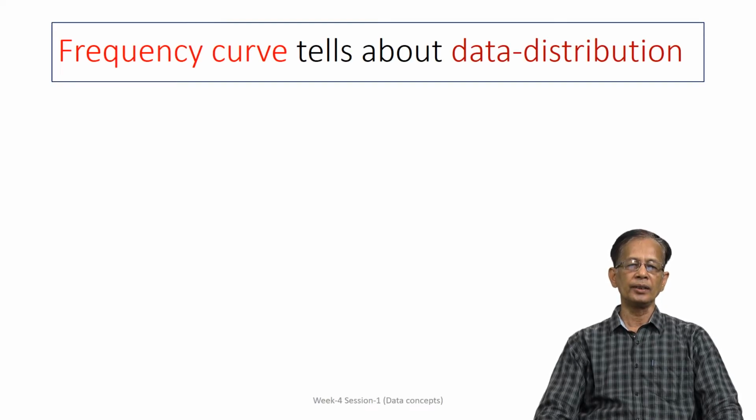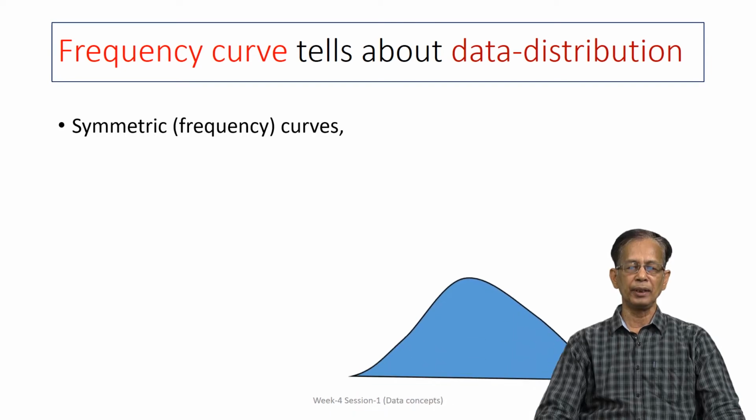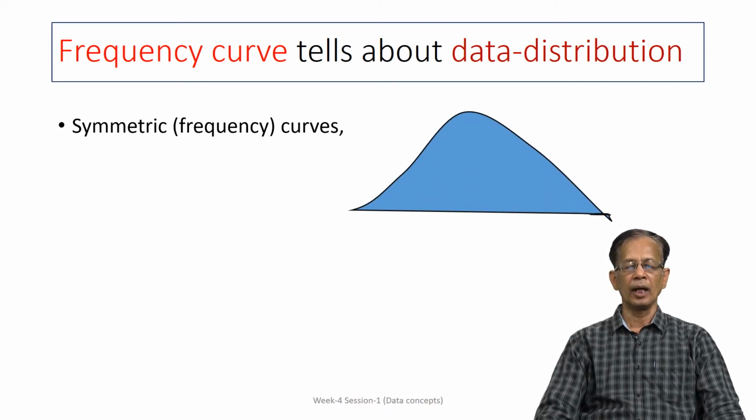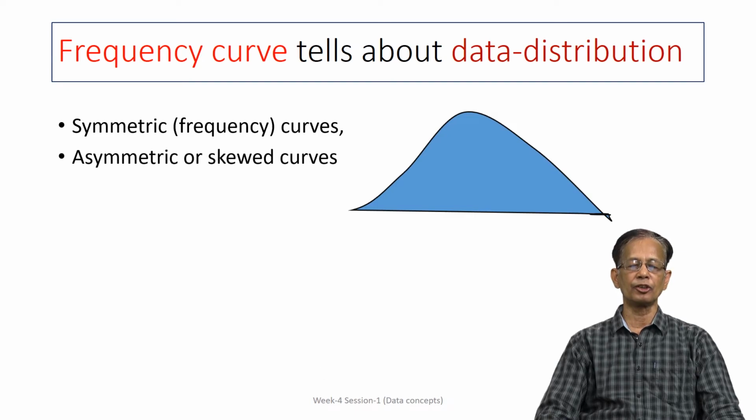Now we just discussed that once we have a frequency table, we can plot it as a frequency curve. Try to understand the classification of frequency curves. One could be symmetric or normal, another is not symmetric, which we will be calling an asymmetric or skewed curve. If a curve is asymmetric or skewed, we have two types of skewed curve.